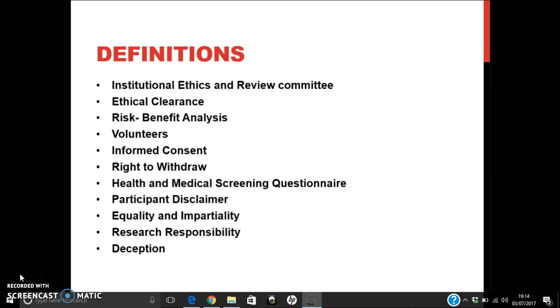Equality and impartiality, obviously treating everyone equally and ensuring that you're not trying to manipulate the results to get the result that you want, and ensuring that it's equal for everything and everyone. Research responsibility, so this is ensuring that as a researcher you're responsible and you do everything ethically and lower the risk of anyone getting hurt or injured during your research, and ensure that everyone's comfortable and happy during it.